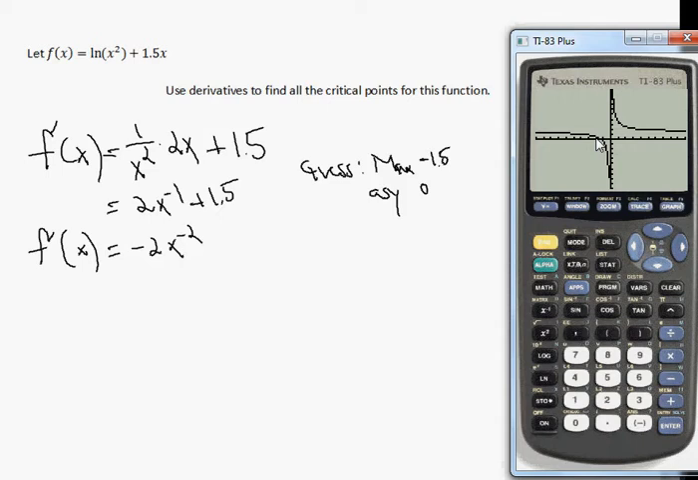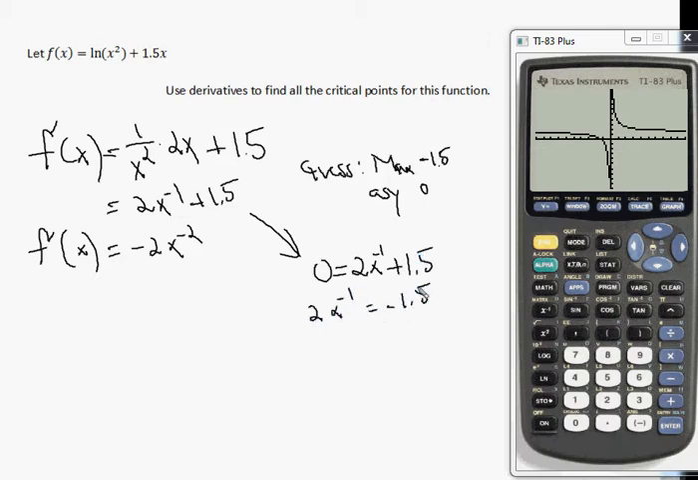This function, if I just take this and solve for 0, 2x to the negative 1 plus 1.5, I subtract 1.5. 2x to the negative 1 equals negative 1.5. Divide by 2, and raise everything to the negative 1. So x equals negative 2 over 1.5, which is negative 4/3. So negative 1 1/3. So, you know, 1.5 wasn't too far off. But my maximum happens right here. Okay?